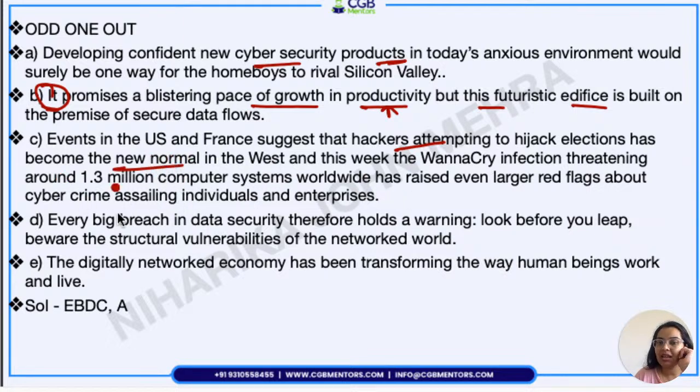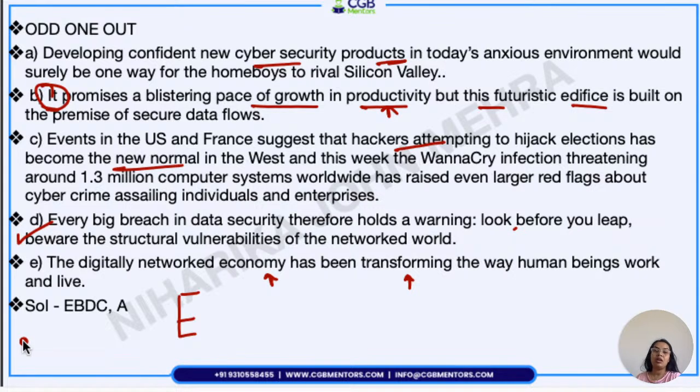People are threatening. There is a cybersecurity issue. Every big breach in data security, therefore, holds a warning. Look before you leap. Beware the structural vulnerabilities of the network world. तो यहाँ पे हमने again security, data flows, every big breach क्या करती है वो देखा. Digitally networked economy has been transforming the way human beings work and live. This is a generic sentence. We are talking about, in a nutshell, everything that is digitally networked.